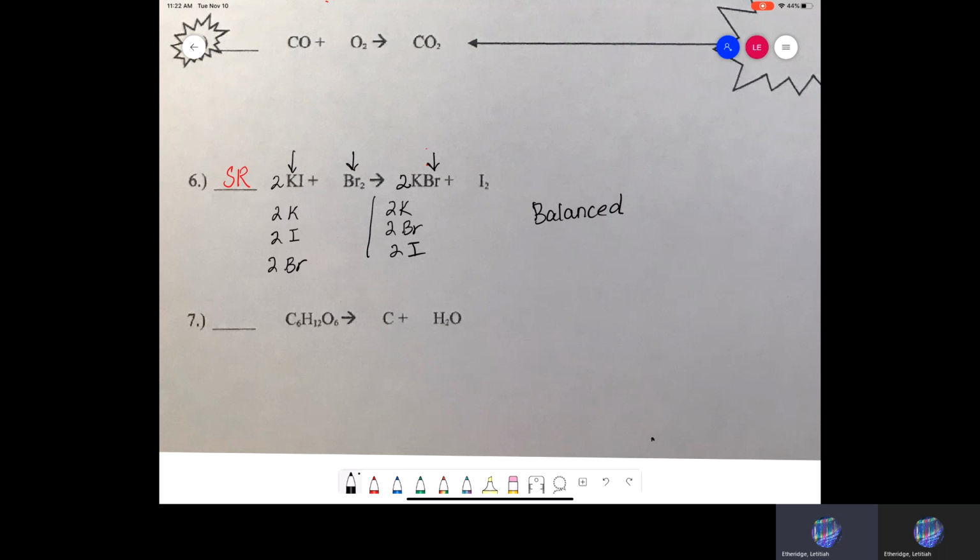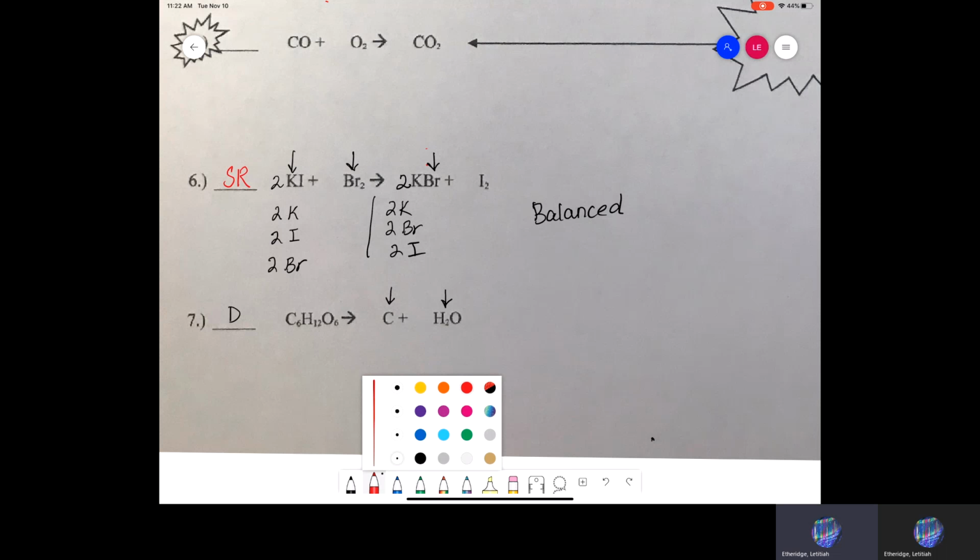So if you take a look at it, I have a compound that is broken down into a smaller or a simpler compound and an element. So this one is slightly tricky, but it's a decomposition reaction. Okay, let's balance it.